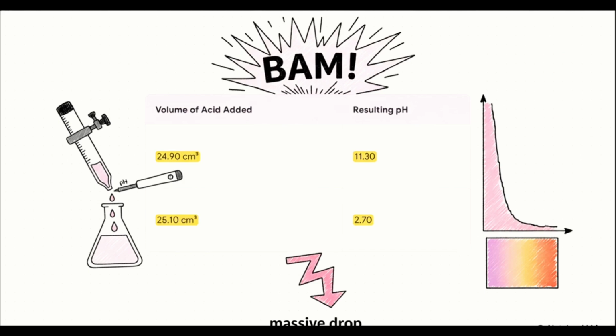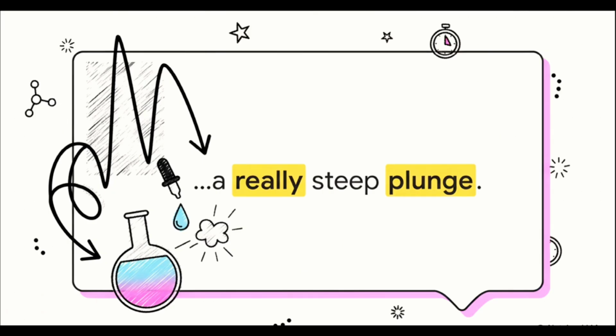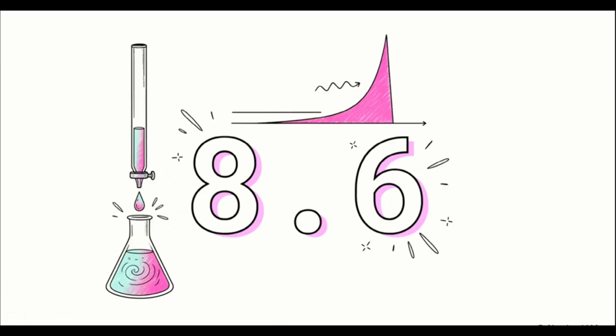I mean, just look at these numbers. After adding almost 25 cubic centimeters of acid, the pH is still way up there at 11.3. But then, you add just a tiny fraction more, we're talking 0.2 of a cubic centimeter, that's like a drop. And the pH just nosedives all the way down to 2.7. It's a huge drop. Yeah, we're not talking about a gentle slope here. This is, and I quote, a really steep plunge. It's not a change, it's a chemical freefall. Just to put a number on that craziness, that's a pH drop of 8.6, all from what's basically a single drop from the burette. It's just an unbelievably sensitive and dramatic point in this whole process.